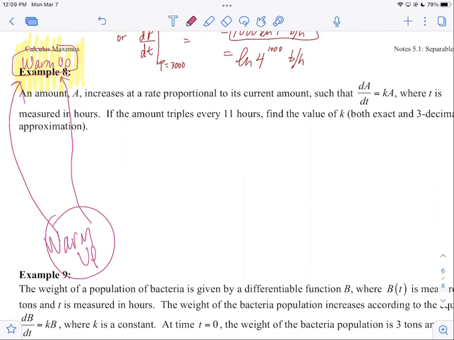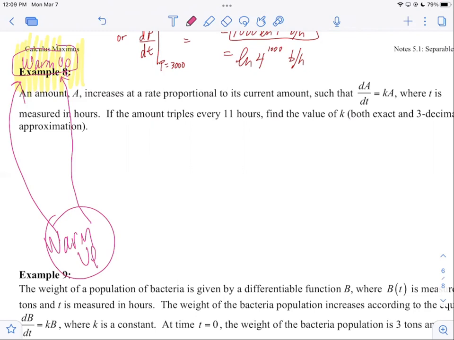Okay, an amount A increases at a rate proportional to its current amount. If we just read that right there, would that ring any bells? Yeah. In fact, it says such that, that's what we would have written, right? Such that dA/dt, the rate of change of that amount, is equal to k times A. So in this case, you were given the relation between them, but you're not always given that.